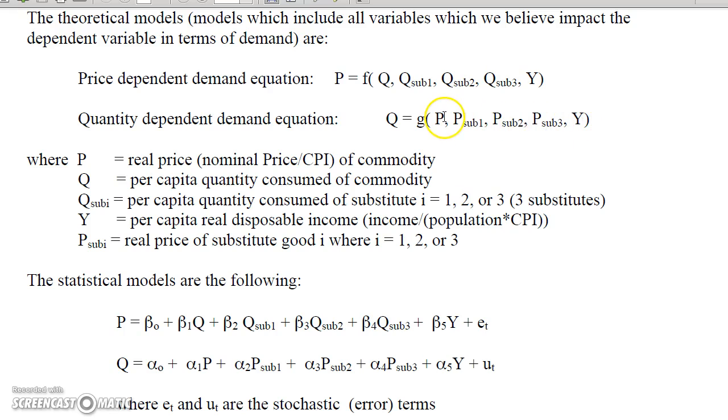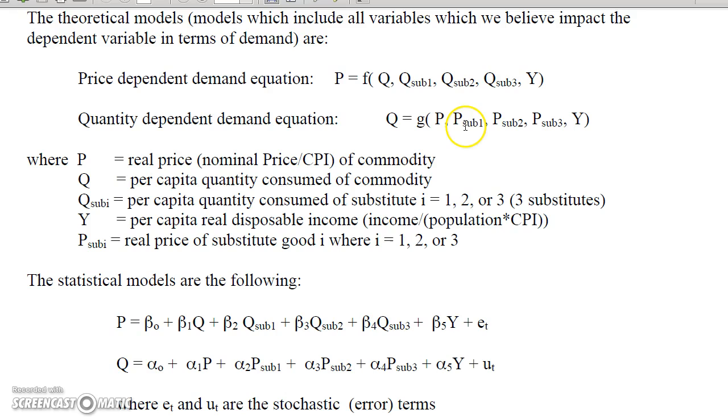My first independent variable here is my P, that is my P self. In my case, I am estimating the quantity-dependent demand equation for chicken. So on my left-hand side, I have my per capita consumption of chicken, and that's my demand. On my right-hand side, my first variable is the real price of chicken. So this P is the real price of chicken.